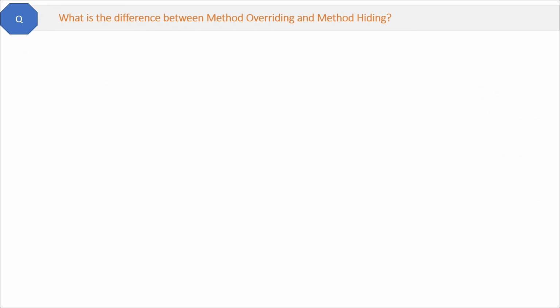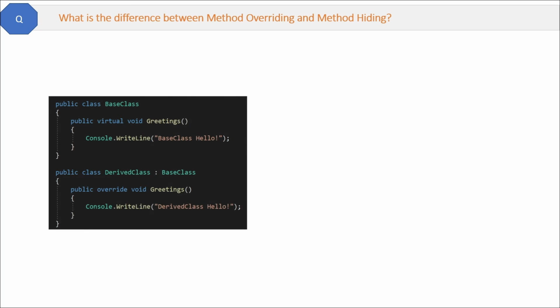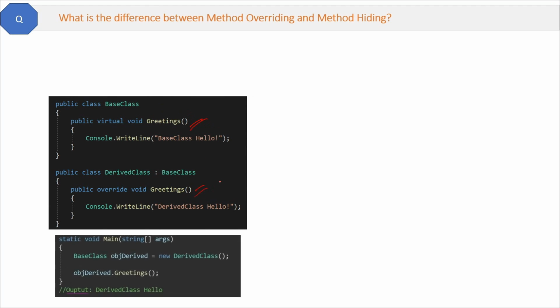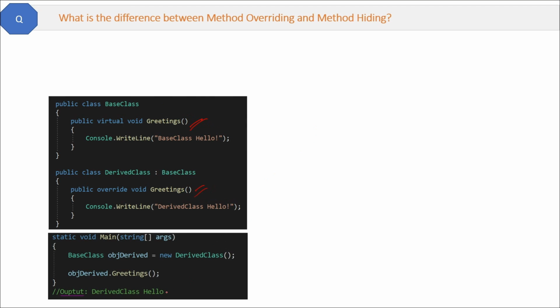Here is a very interesting question. What is the difference between method overriding and method hiding? We already compared overriding and overloading, and this is like the next level comparison. Let's see the code of overriding. Here we are overriding the greetings methods in the derived class. Now when we create the object of the derived class, then derived class method will be called, right?